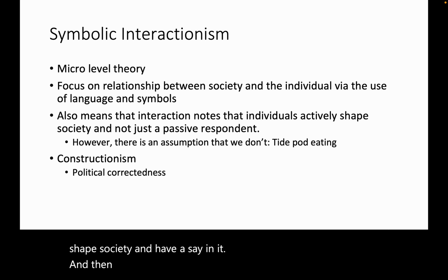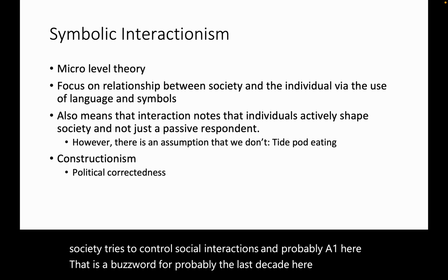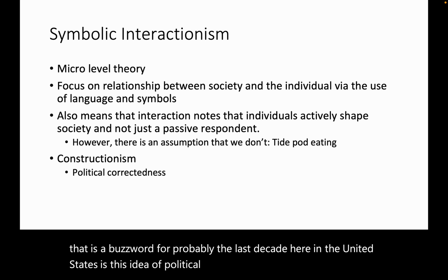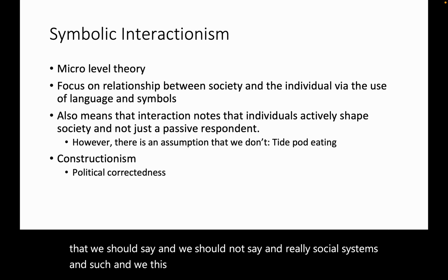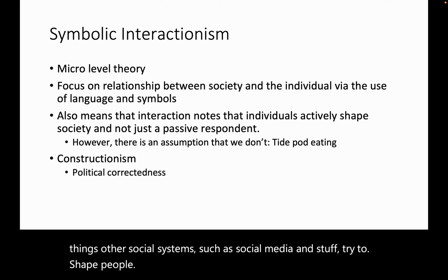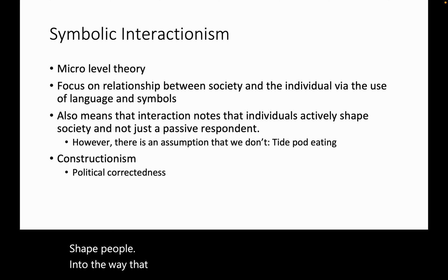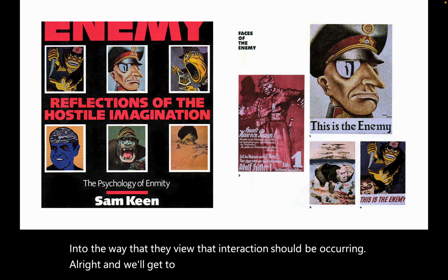And then we'll talk about something called constructionism, how society tries to control social interactions. And probably one that is a buzzword for the last decade here in the United States is this idea of political correctness, and that there are things that we should say and should not say. And really social systems, this is where we can start talking about other social systems such as social media, try to shape people into the way that they view how that interaction should be occurring. All right, and we'll get to this stuff next week.